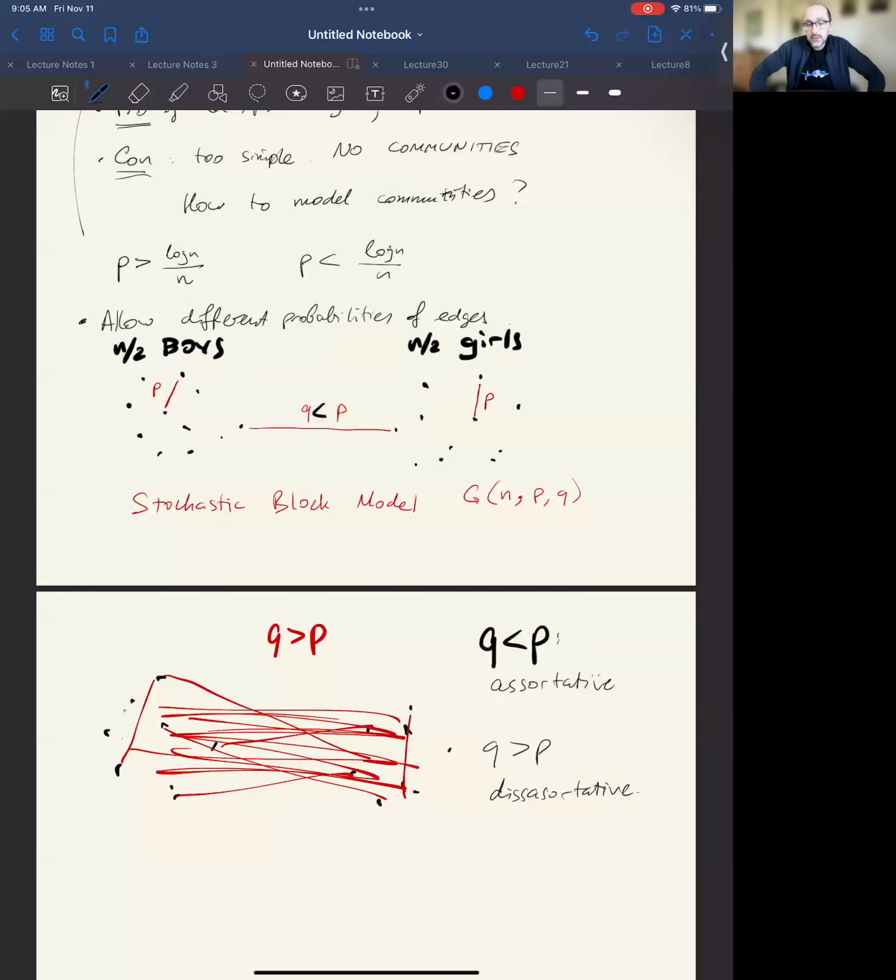So the stochastic block model actually encompasses both things. It could be assortative, it could be disassortative. Either it should be tight clusters or it should be very loose clusters.